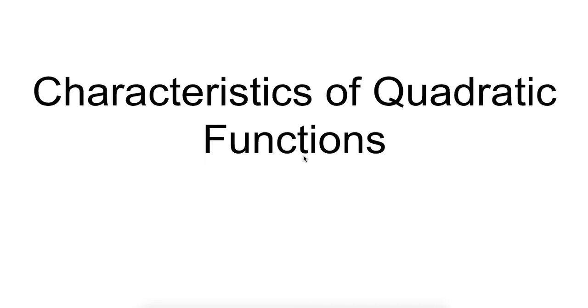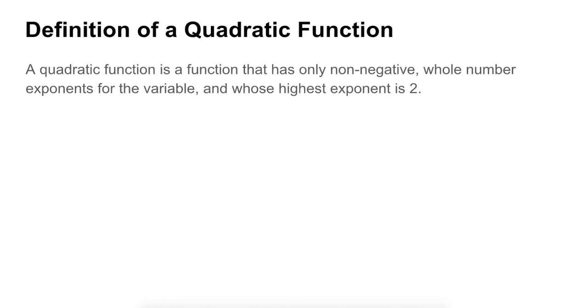So first, let's look at the definition of a quadratic function. A quadratic function is a function that has only non-negative whole number exponents for the variable and whose highest exponent is 2. Another way of saying that is that it's a polynomial of degree 2. We haven't learned about polynomials yet. Degree just means the highest power for the variable. So the highest power is 2.